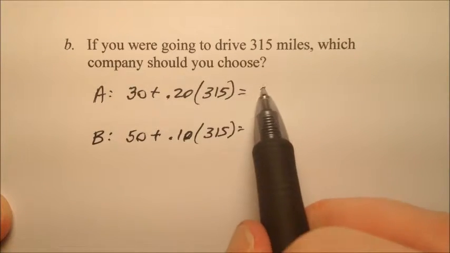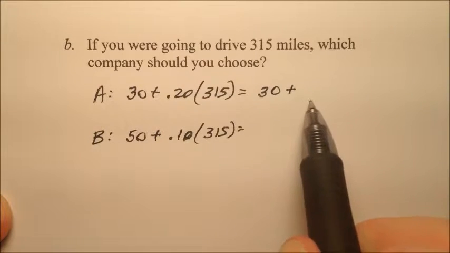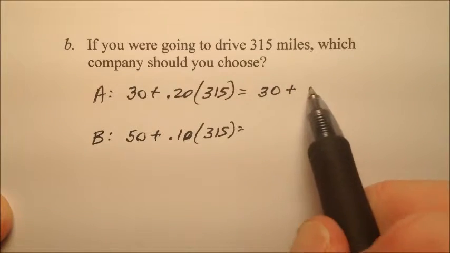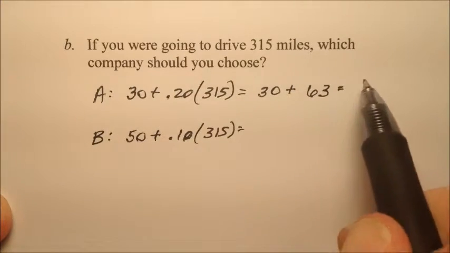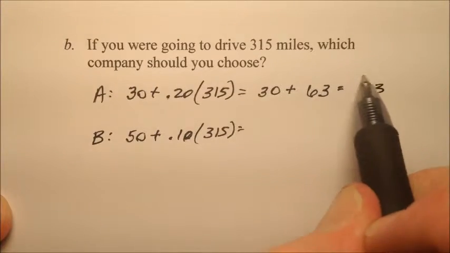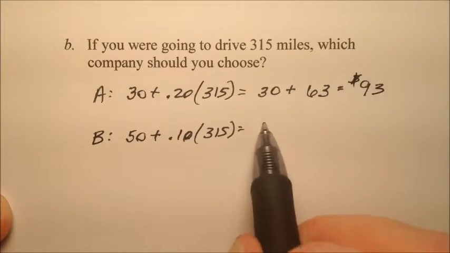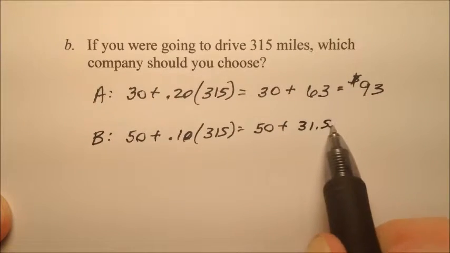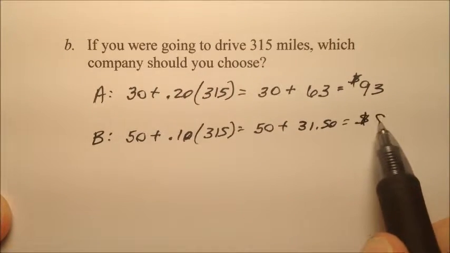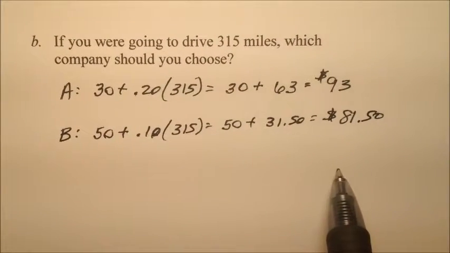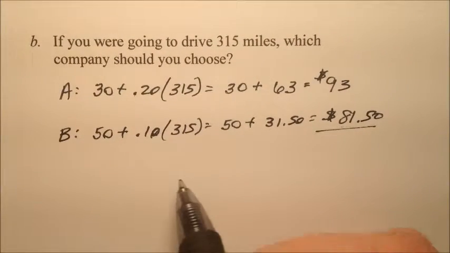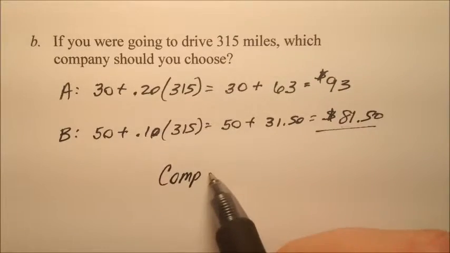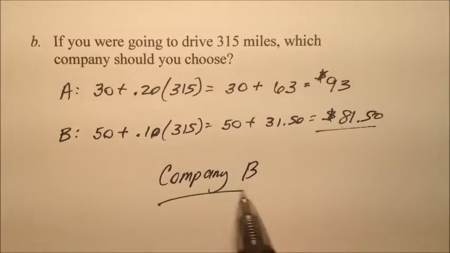When I work this out, this will be 30 plus, let's see, what, $63 right there. And so when I do that, I'll get $93 total. And here will be 50 plus, it looks like maybe 31.50, should be 81.50 total. So which one is cheaper? Well, in this case, it looks like company B.